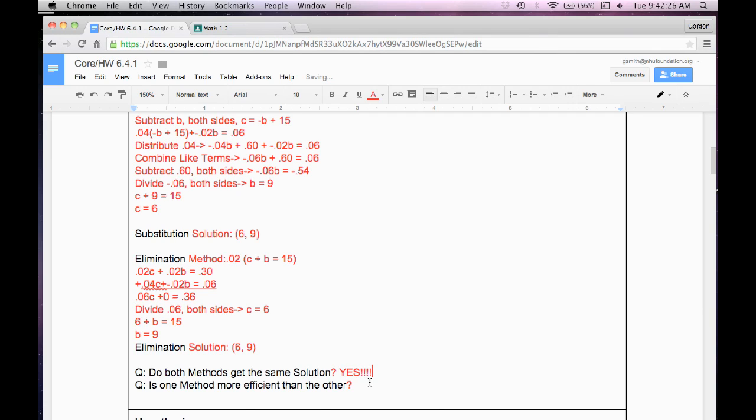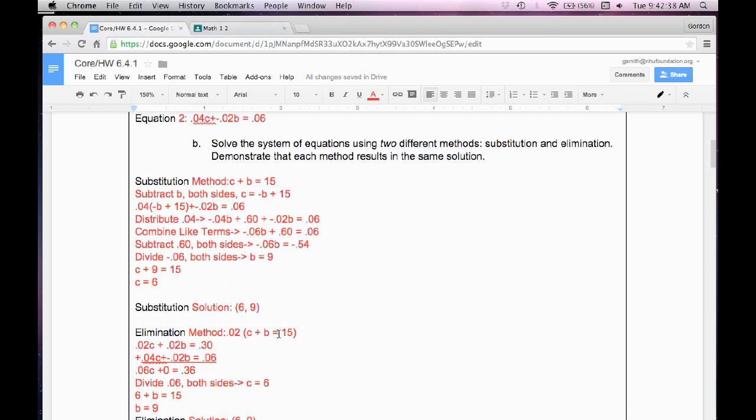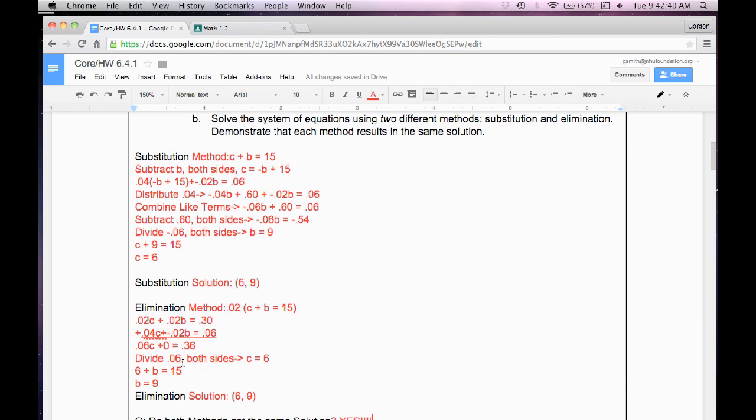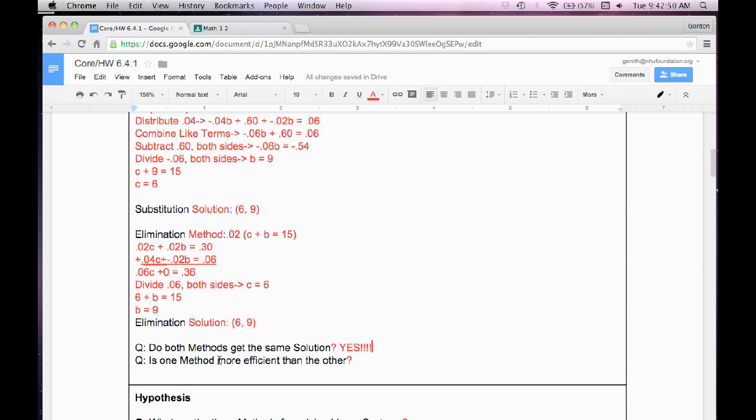That's a good way of knowing that you've done something right. If you do it 2 different ways and get the same answer, you know you've done it right almost 99% of the time. Is one method more efficient than the other? Well, one way to look at that is just to see which one took less work. And I would say, yeah, the elimination method took substantially less work. The math was easier, there were fewer steps. They both got us the same answer, but the elimination method had fewer steps.